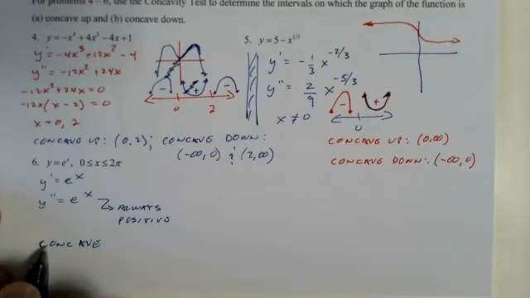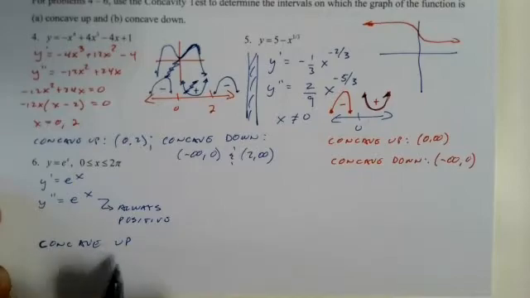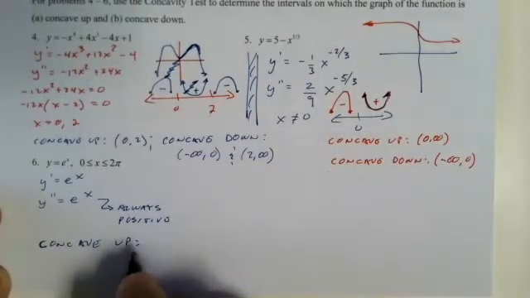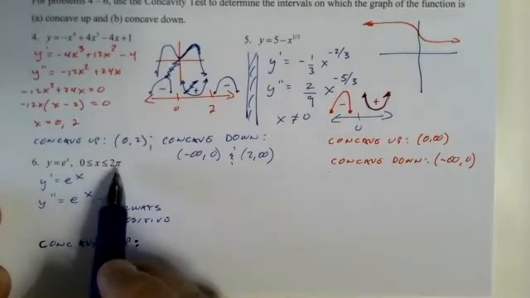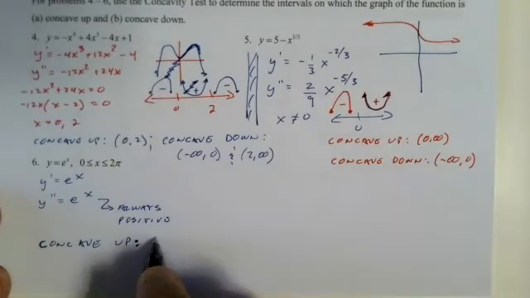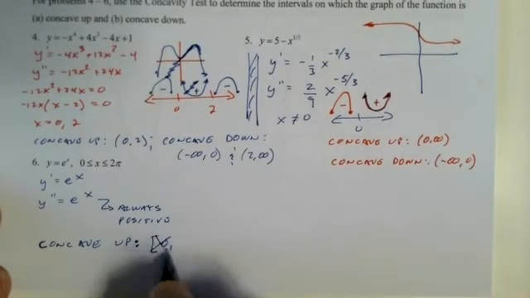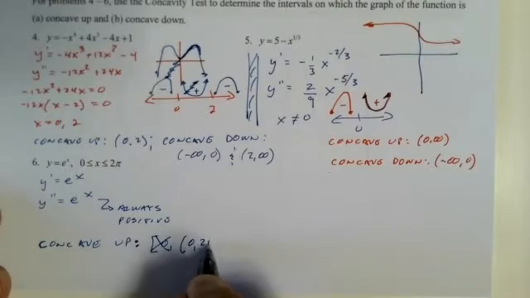Now this is the point where I failed to read the question. Thank goodness I have an answer key sitting next to me. I was given a limited range. Why 0 to 2 pi? I have no idea. That doesn't make any sense at all. 0 to 2 pi. Pardon me. Can't be concave up at an endpoint.